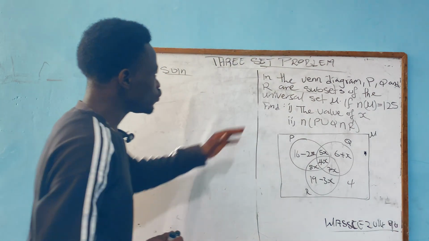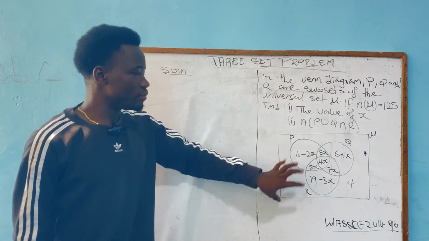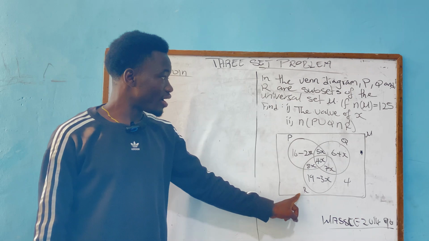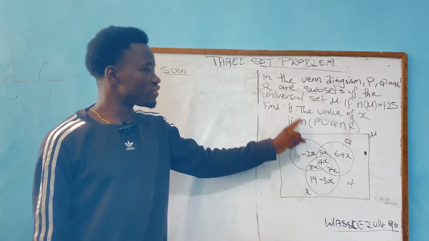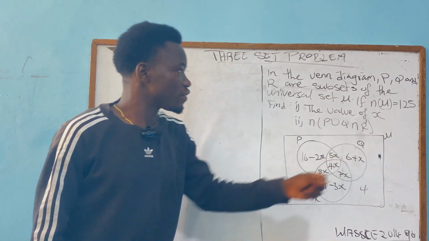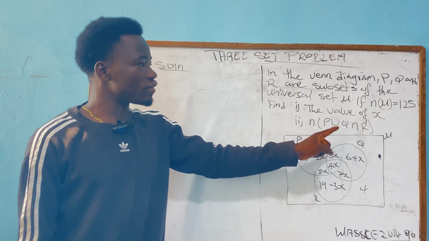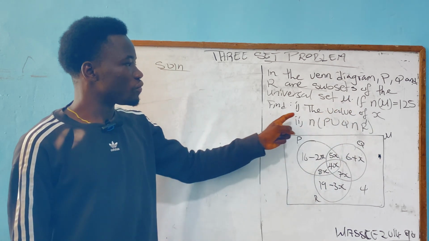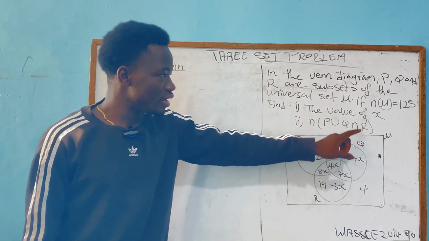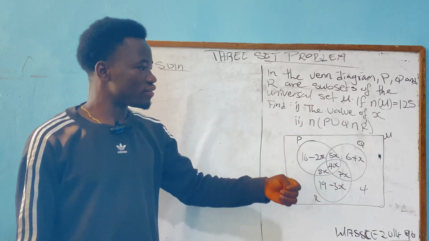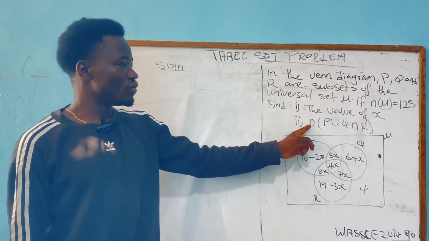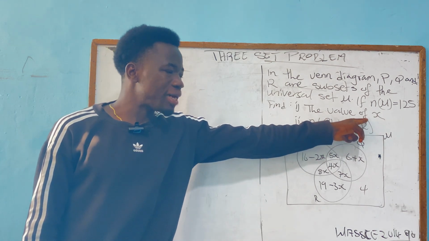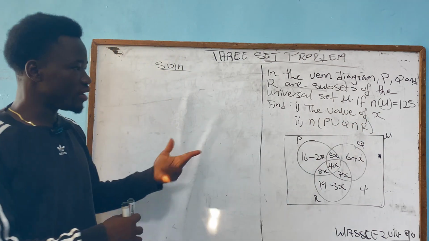Alright? So it says that in the Venn diagram, that's this one, P, Q, and R are subsets of the universal set. So everything here is a subset of this universal set. If the number of elements in the universal set is 125, it means whatever is inside the circles sums to 125. We find the value of x. So when I sum everything here, I should get 125. That is what the universal set is talking about. And then it asks us to find the number of elements in (P union Q) intersection R complement. There's a complement there. So without wasting time, let's deal with it.